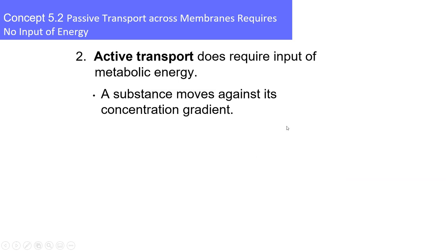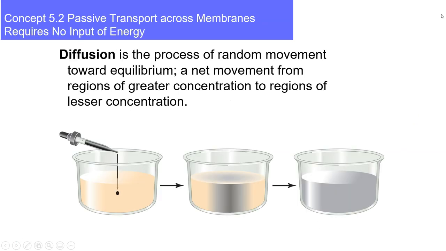It's when particles have to go from low concentrated areas to high concentrated areas. You're going upstream, you're going upstairs, you're fighting the flow. Now, diffusion is the classic example of passive transport. That's when random movement of particles will reach equilibrium, specifically a dynamic equilibrium.